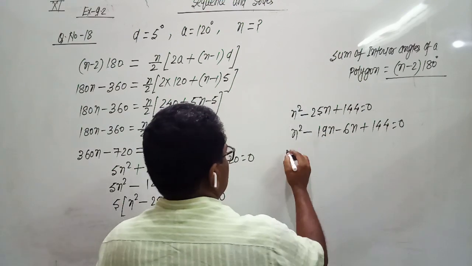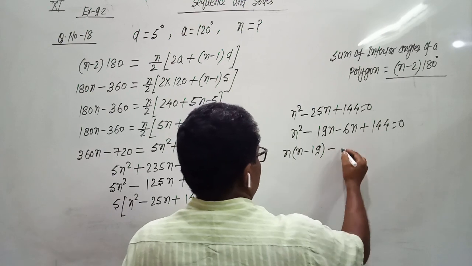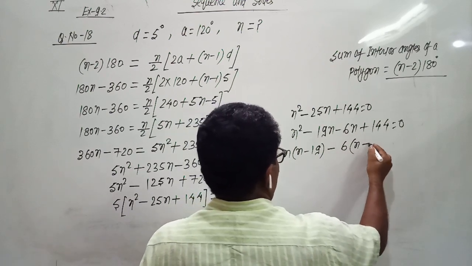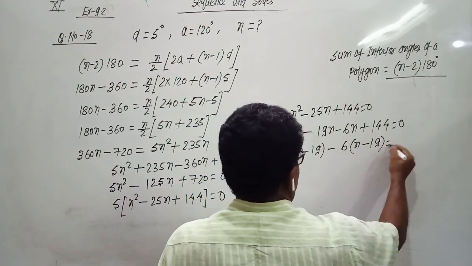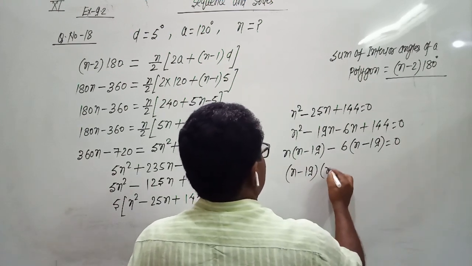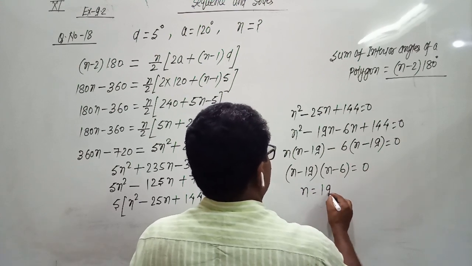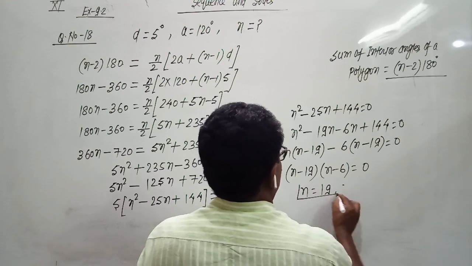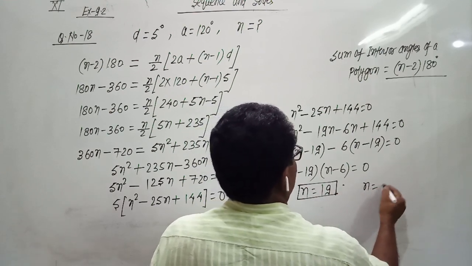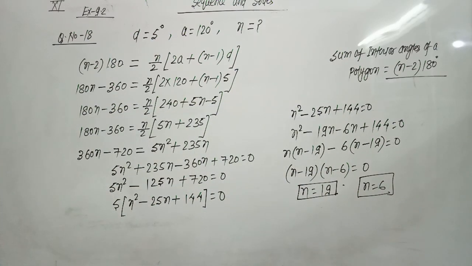From the first two terms, n is common, so we get n minus 19. And from the last two terms, 6 is common: n minus 19. So (n minus 19)(n minus 6) equals 0. We get two values of n: n equals 19 and also n equals 6. The number of sides of the polygon: n equals 19 and n equals 6.